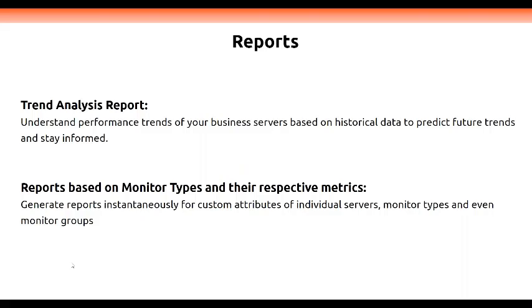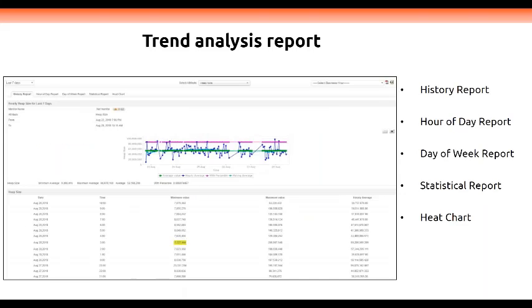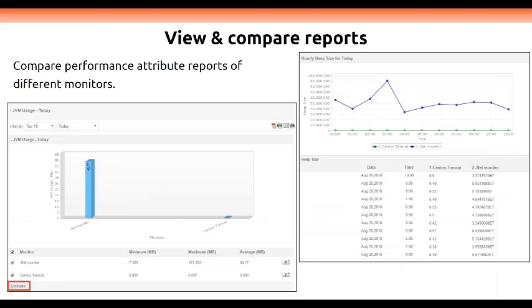monitor type. Using the trend analysis report, an administrator can see what the performance of the application was the previous week or the last week or the last month, and they can compare it with the current day's performance. In the trend analysis, we show the history report, hour of day report, day of week, and statistical report. Heat charts are also available over here. And we also allow users to compare the reports.